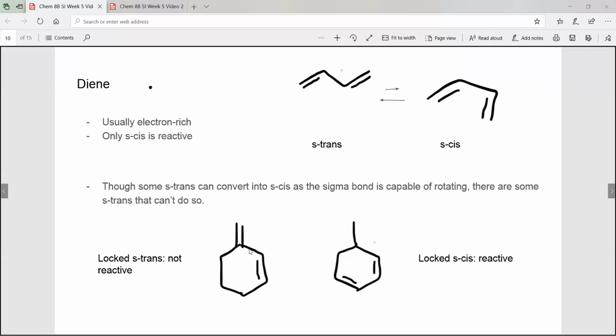So these sigma bonds can't rotate because they're in a ring, which would give us locked s-trans, which is not reactive. And here we have locked s-cis. The sigma bond cannot rotate because it is in a ring. So we get locked s-cis, which is quite reactive.